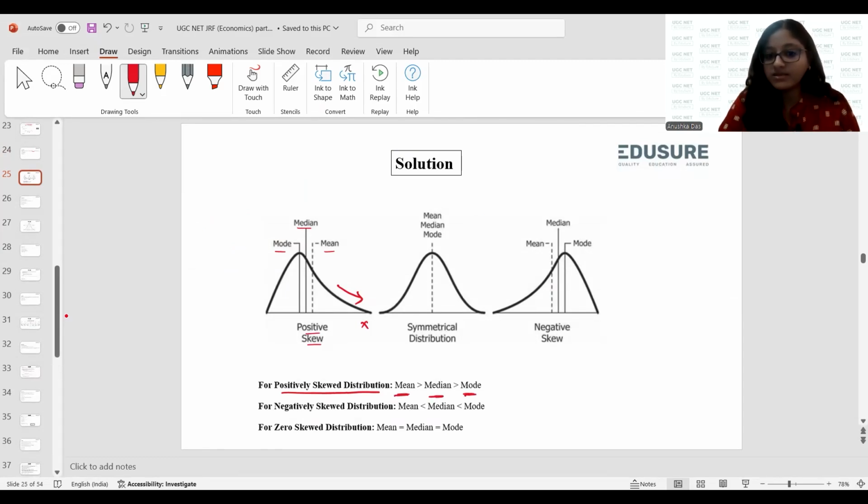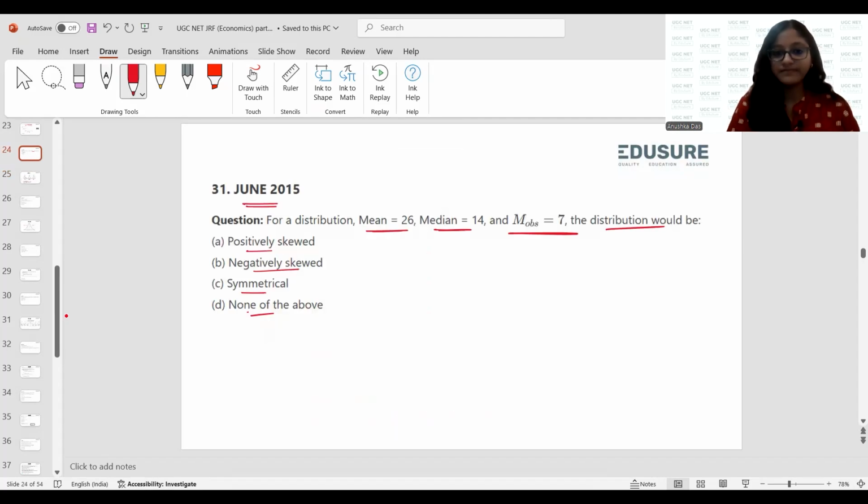For a symmetric distribution, for example the normal distribution, I have told you that mean, median and mode will exactly be the same. So for a zero skewed, symmetric distribution, skewness is 0, and mean, median, mode, all three are equal. And for a negatively skewed distribution, it is exactly the opposite: mean is less than median, less than mode, which looks something like this. Right? So these are the 3 things that you have to keep in mind. Again, you can take a screenshot if you want.